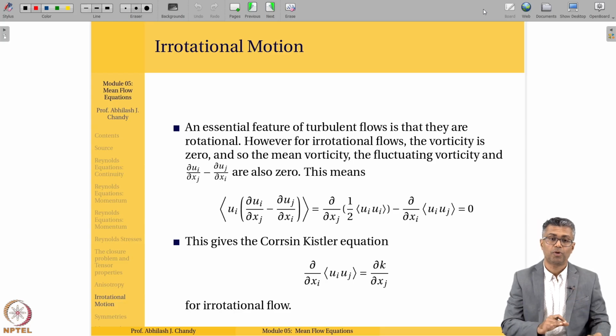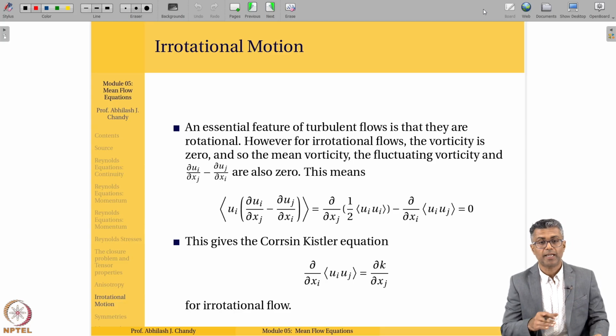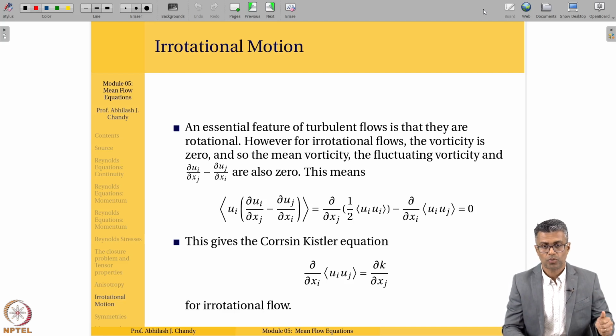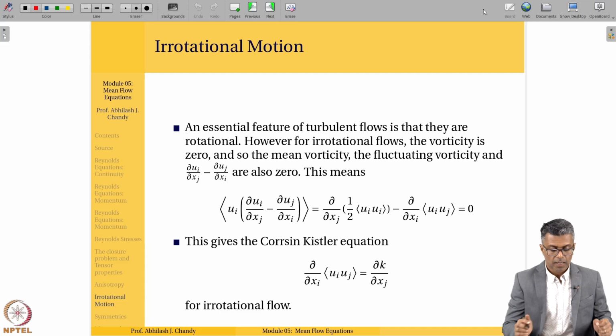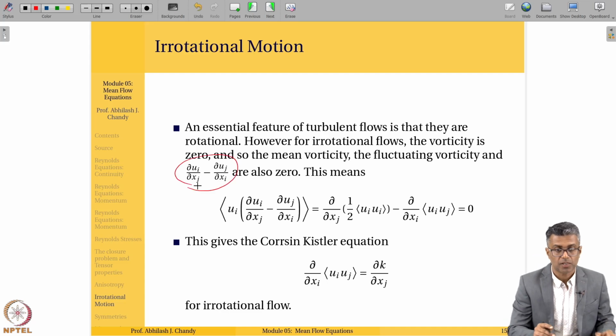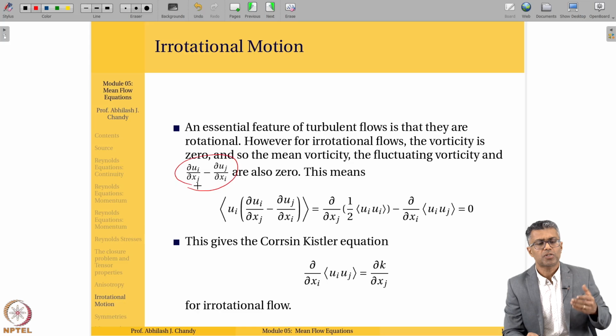So as you know, turbulent flows are rotational. It cannot be irrotational. But let's consider irrotational flows for a minute here. Now here, if the flow is irrotational, the vorticity is going to be 0 because rotation is 0. So the mean vorticity, the fluctuating vorticity, everything is going to be 0. Which means the vorticity, which is defined like this, one component of the vorticity, which is del ui del xj minus del uj del xi.